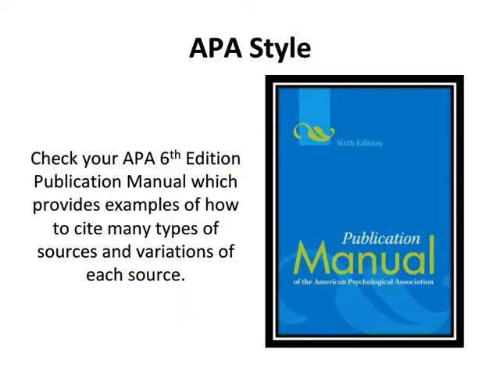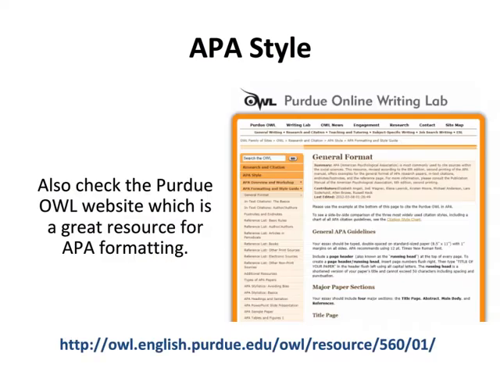These are just a few examples of citing different sources like journal articles, books, and websites in APA style. Check your APA 6th edition publication manual, which provides examples of how to cite many types of sources and variations of each source. You can also check the Purdue OWL website, which is a great resource for APA formatting.